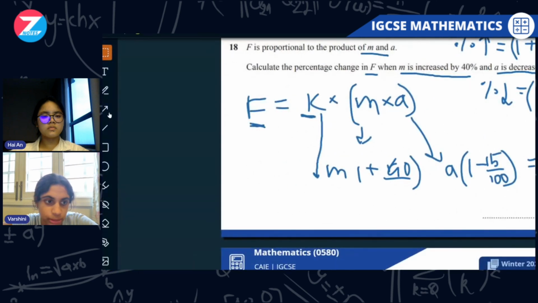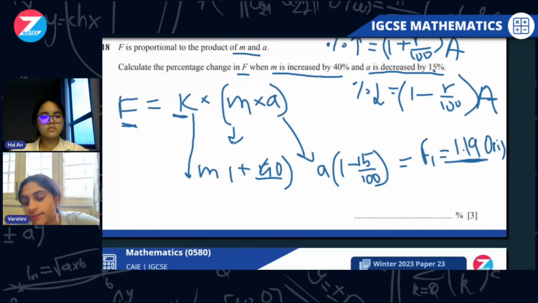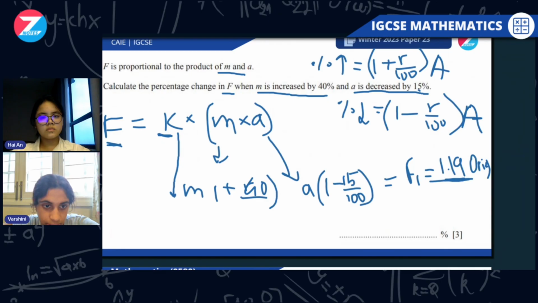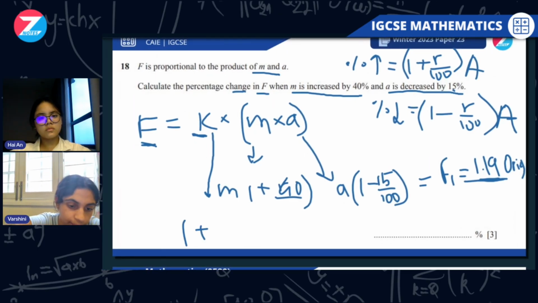Okay, like I said, we know f dash is going to be equal to 1.19 of the original. And we know 1.19 is the percentage increase, but they just want the change, so they just want the rate. So we know 1 plus r by 100 equals 1.19. Let's make r the subject of the formula. That means we just do 1.19 minus 1, divided by 100.